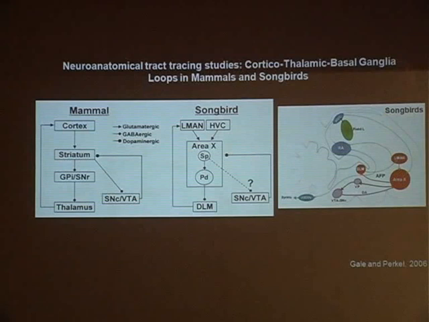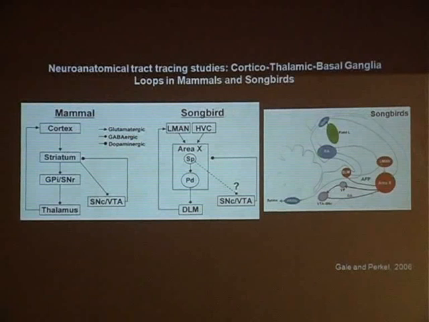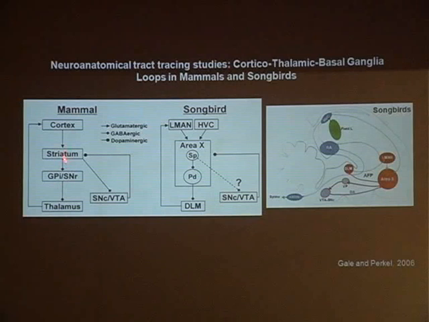Now, this is true of mammals. And in fact, in birds too, it was found by doing a number of tract tracing studies that these kinds of loops are present. One example that I will take, there are many others, is that of songbirds. Here you can see the mammalian basal ganglia loop going from cortex to basal ganglia. This is striatum, pallidum, and then globus pallidus, and this is the thalamus. Thalamus goes back to the cortex, and this portion receives a lot of dopaminergic fibers from the substantia nigra.